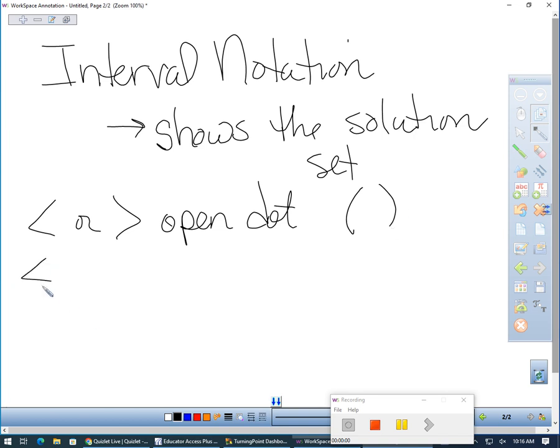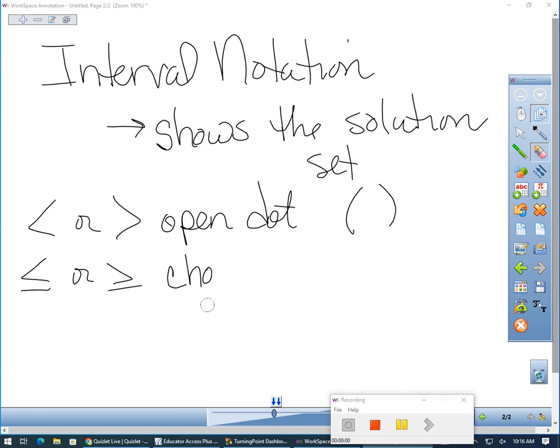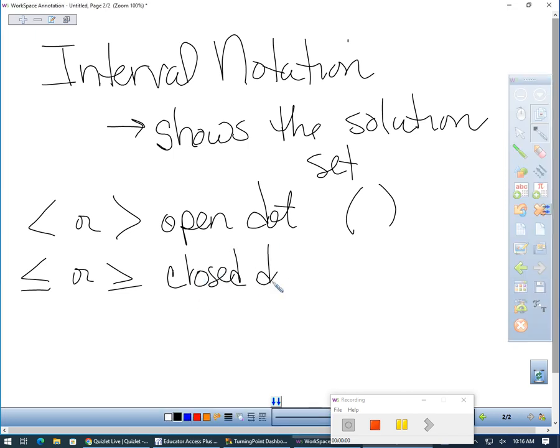If it is less than or equal to or greater than or equal to, which is a closed dot, where the closed dot is, you are going to use what we call a square bracket. Now, when it's a parenthesis, that means it goes all the way up to that number but doesn't include it. When it's a closed bracket, that means you can include that number.